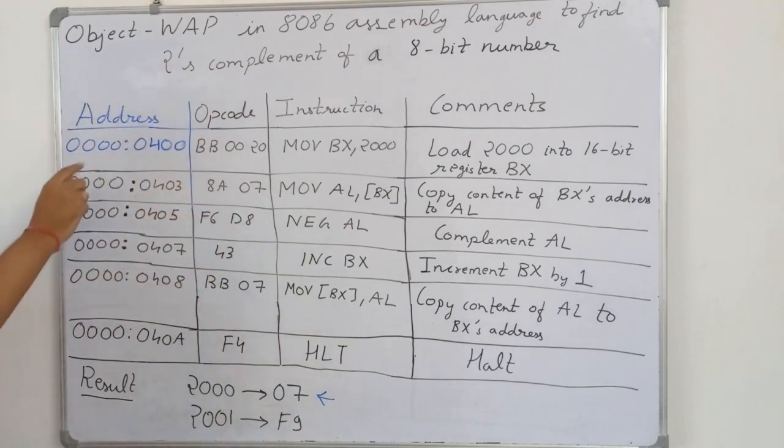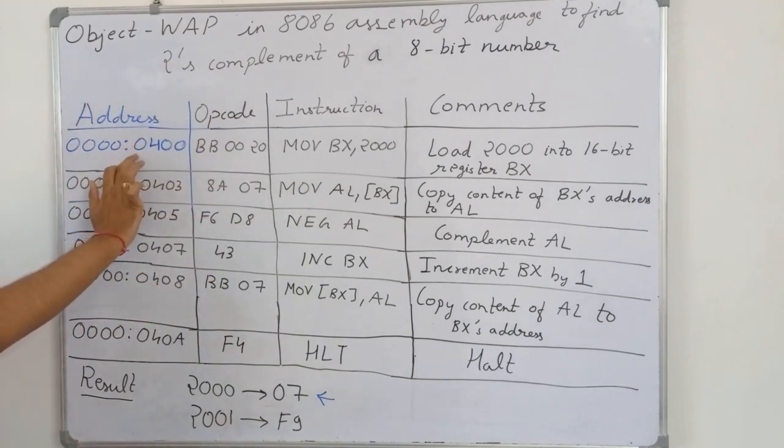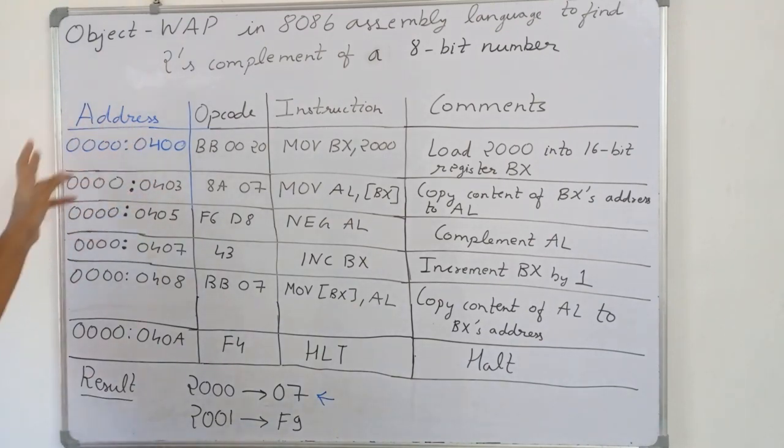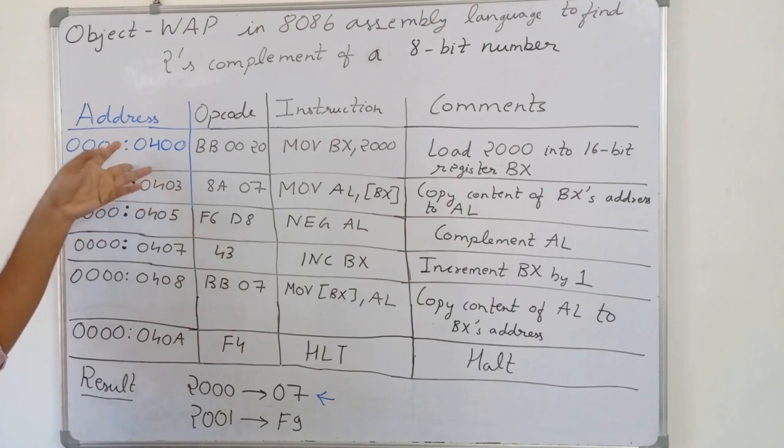Now we are writing the program. We are writing the program from address 0400. So 0400 is the starting address. This is the addressing scheme of the 8086 microprocessor.